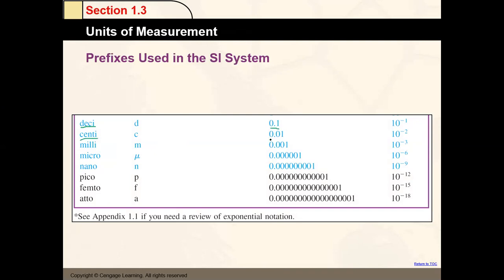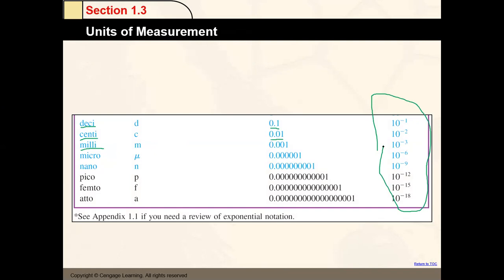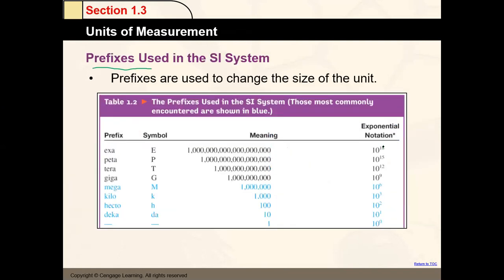Centimeters, for example, is 1/100. Milli is 1,000, right? And then micro, 10^-6. So here are the conversion factors to go from centi, milli, micro, nano. For example, I'm sure that you guys have heard about giga, right?